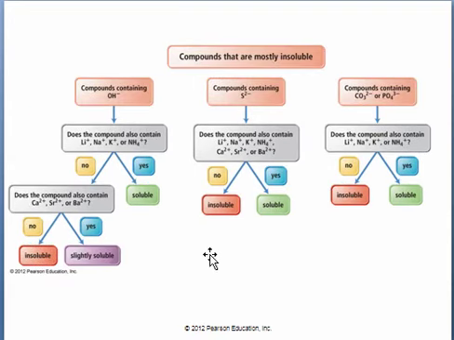And the same thing when we're looking at our insoluble. If a compound contains hydroxide, it's going to be insoluble unless it contains one of these 4 cations or one of these 3. If it contains any of these, it's going to be soluble, otherwise insoluble. If it contains sulfide, it's going to be insoluble unless it has these. And if it contains carbonate or phosphate, it's going to be insoluble unless it contains these. So let's just look at some examples.